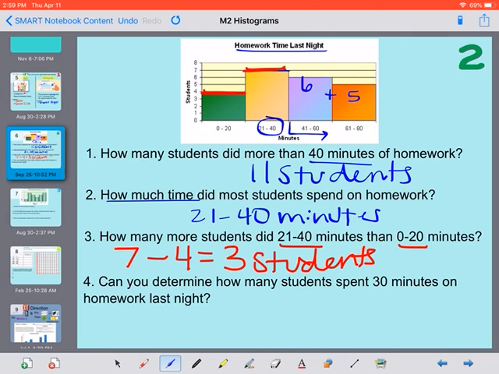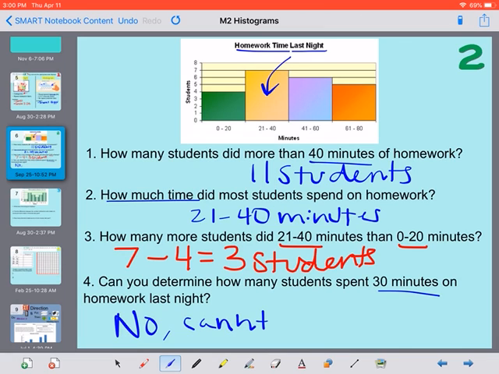And then last, it says, can you determine how many students spent 30 minutes on homework last night? Well, if we look at this, where's 30 minutes? 30 minutes would be somewhere in here between 21 and 40. We know 7 students spent between 21 and 40 minutes, but we cannot determine exactly how many spent 30 minutes. Cannot exactly determine. Basically, we don't know. We know a range, but we don't know specifics.